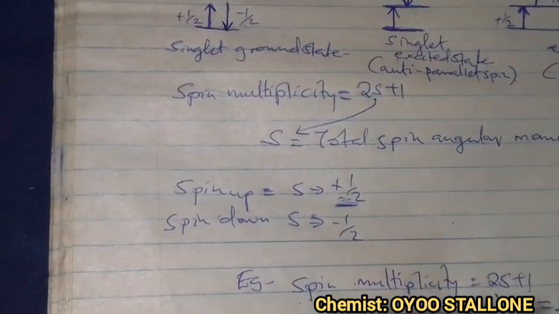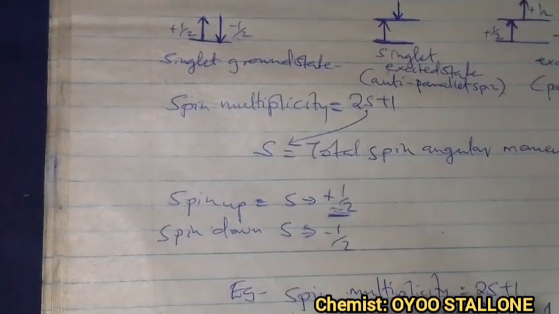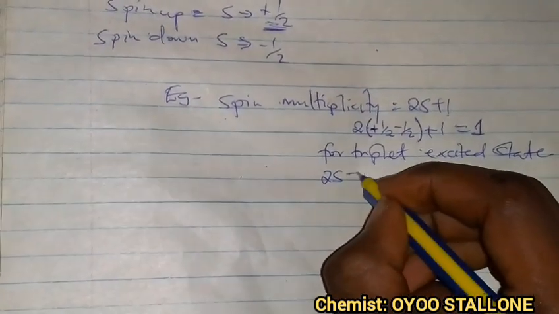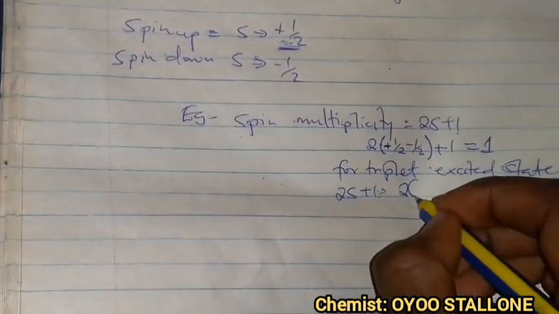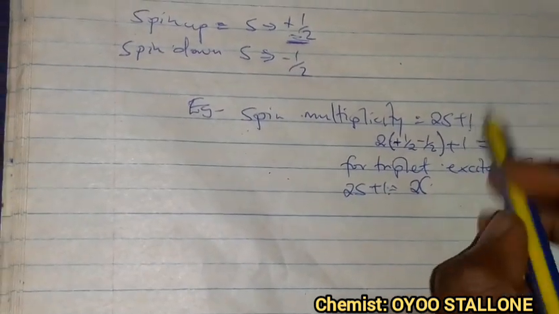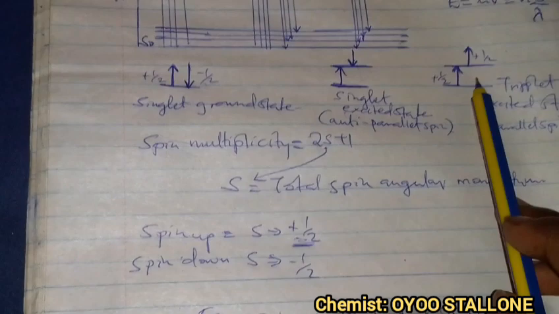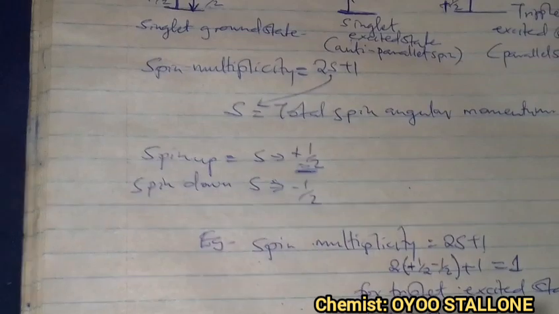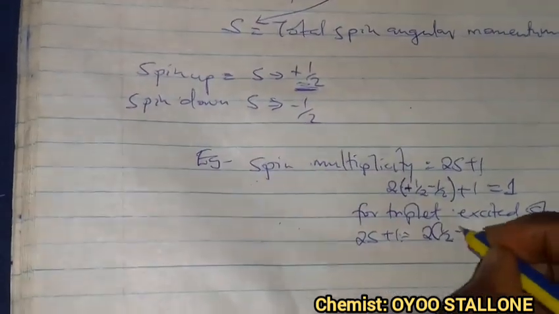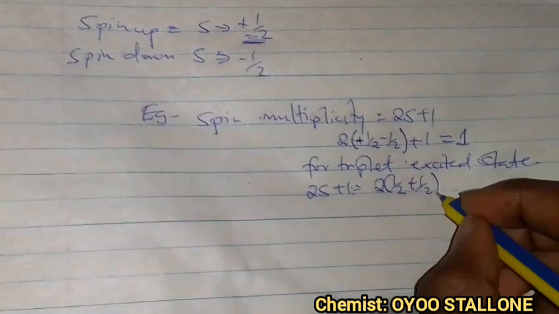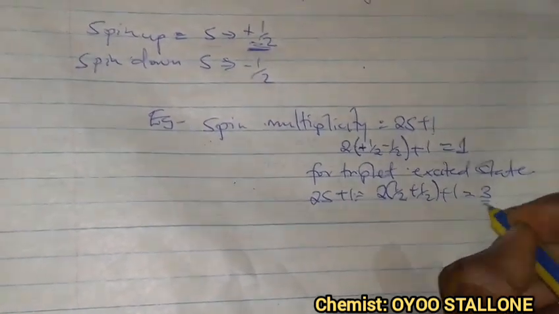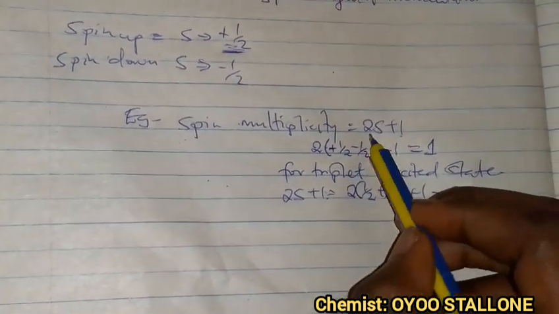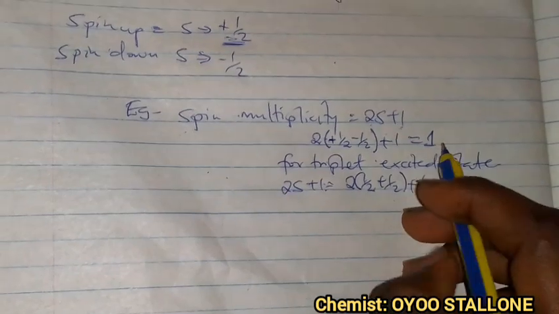So for the triplet excited state, 2S plus 1 is equal to 2 bracket a half plus a half. They are both positive, so a half plus a half, plus 1, gives 3. So this is the multiplicity of the triplet excited state, and this is for the singlet excited state.